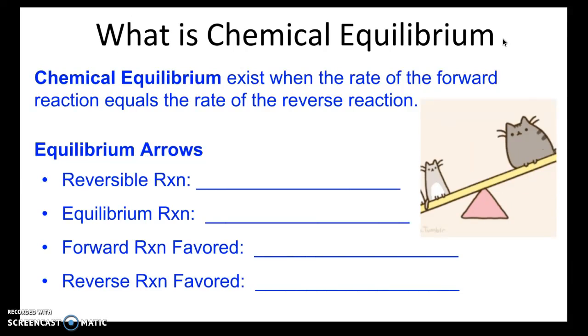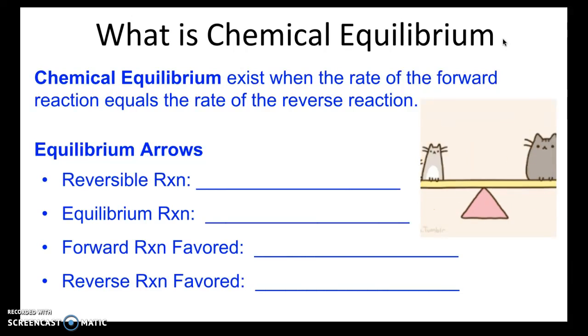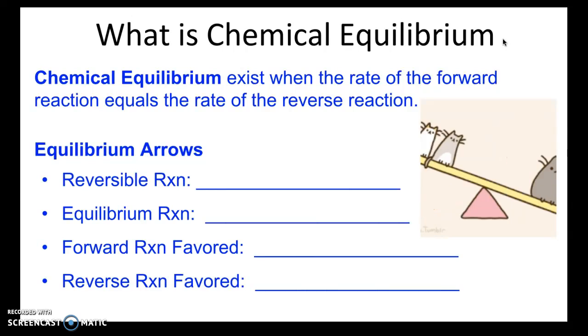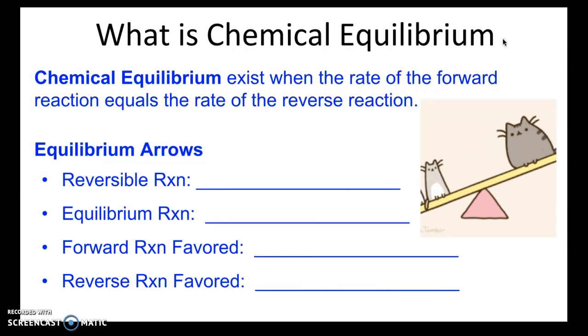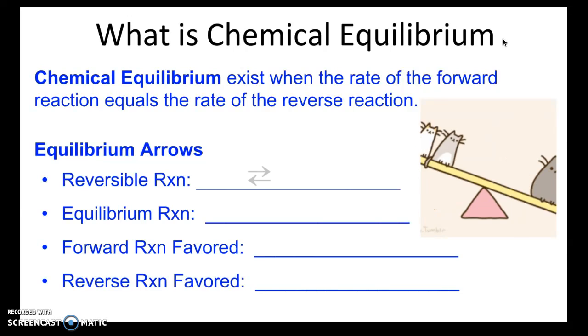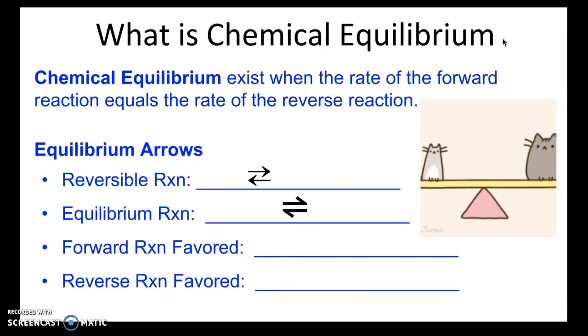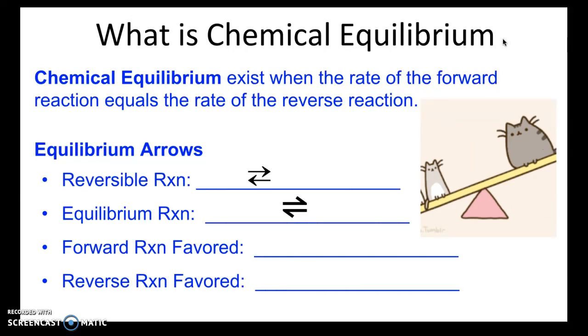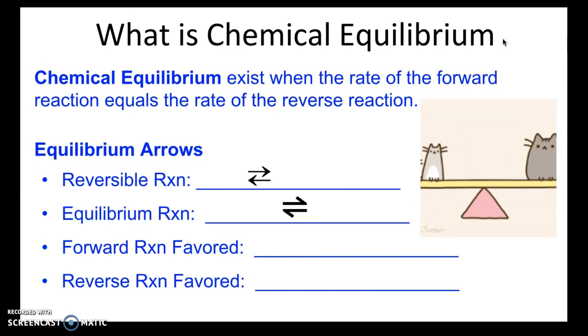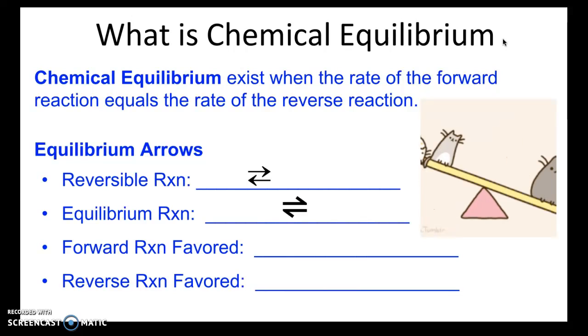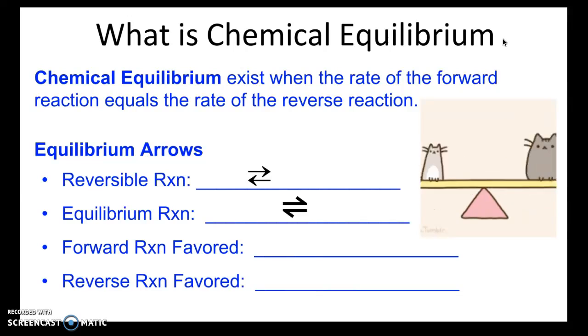Chemical equilibrium exists when the rate of the forward reaction equals the rate of the reverse reaction. Before we get into that a little bit more, I just want to point out some equilibrium arrows that you may see, starting with reversible reaction and equilibrium reaction arrows. You've probably seen these before, and the main difference in the way they look is that the equilibrium reaction arrows are kind of like a partial arrow.